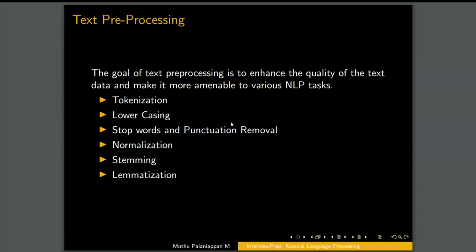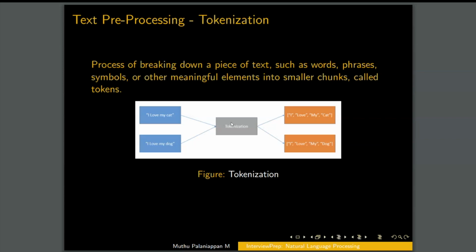Now we look into what is meant by tokenization. Tokenization is nothing but, in NLP, we focus only on tokens. What is meant by tokens? I have a text like I love my cat. I'm going to break this text into individual tokens, or individual words. These individual words or chunks are called tokens. So this is going to be I, love, my, cat. Each and every word is called a token.